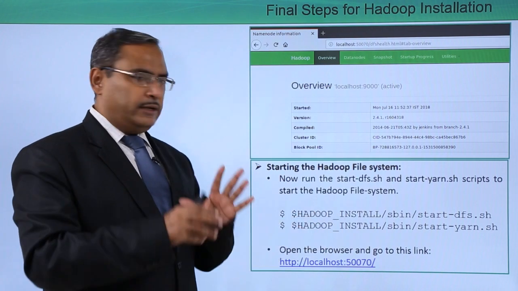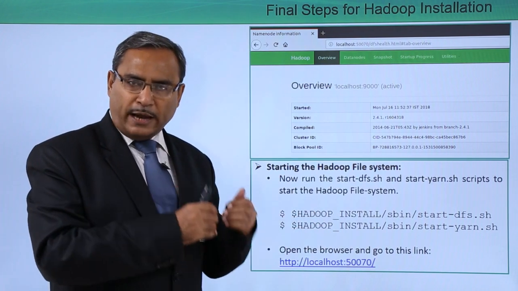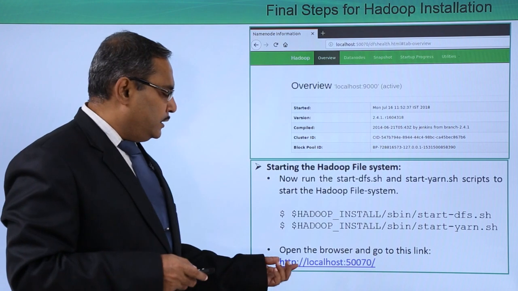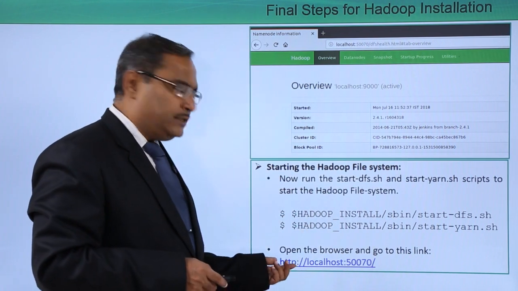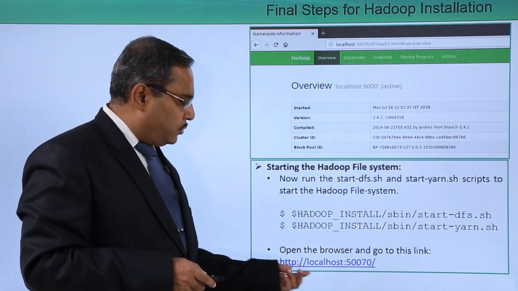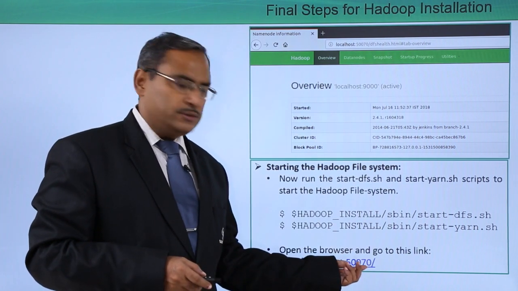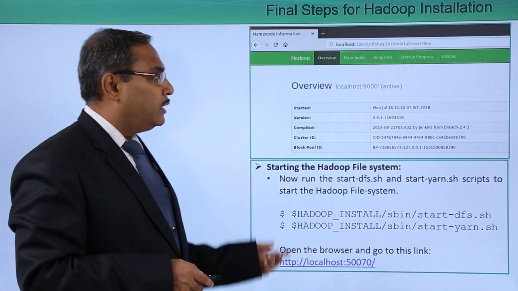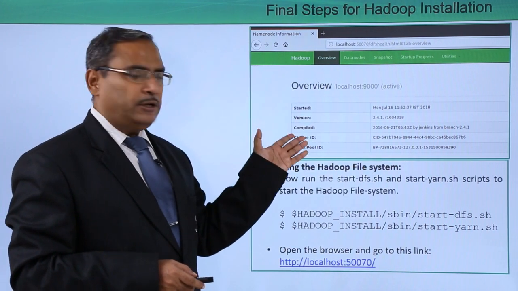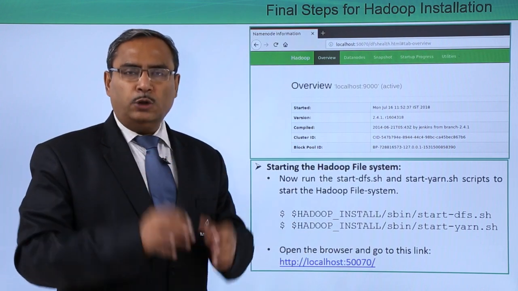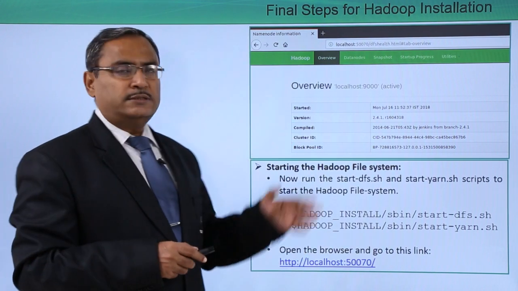So when these two files get executed and whenever you are going back to get your $ prompt, then open the browser and give this URL there, that is http://localhost:50070/. So just give this URL and you will be getting such a screen coming. And having this particular screen will indicate that your Hadoop installation has been done successfully.